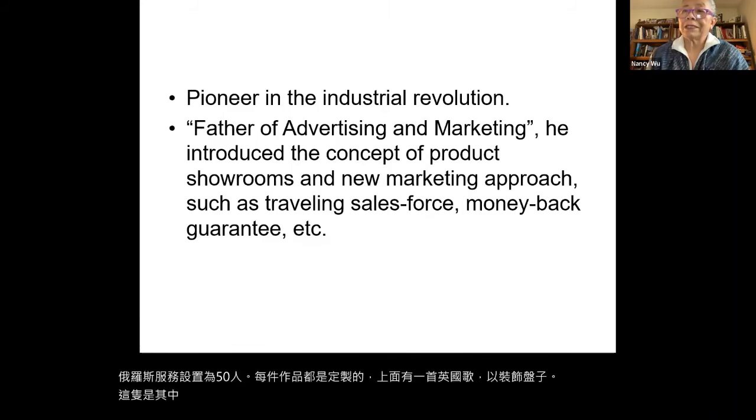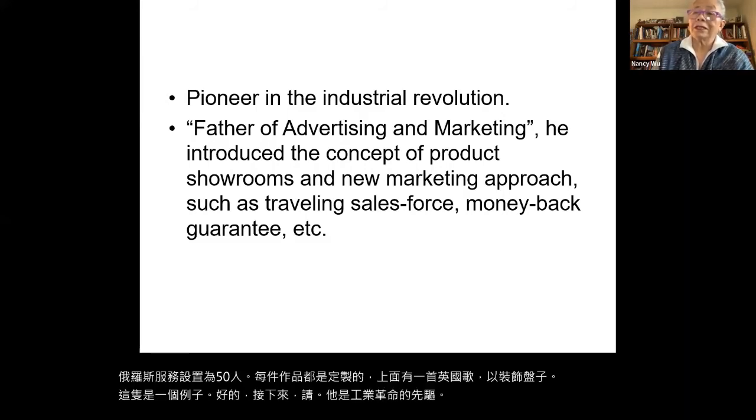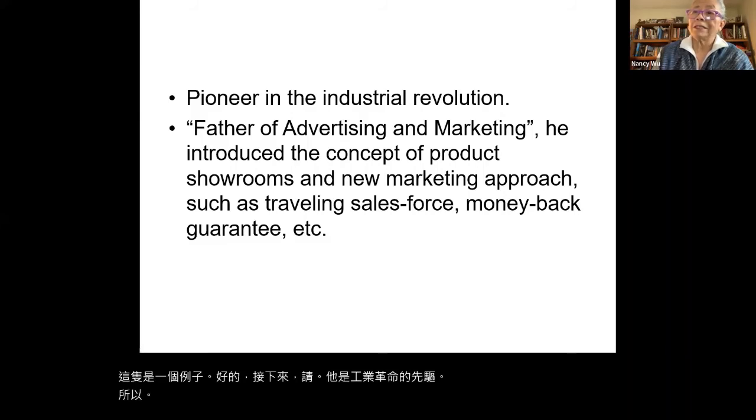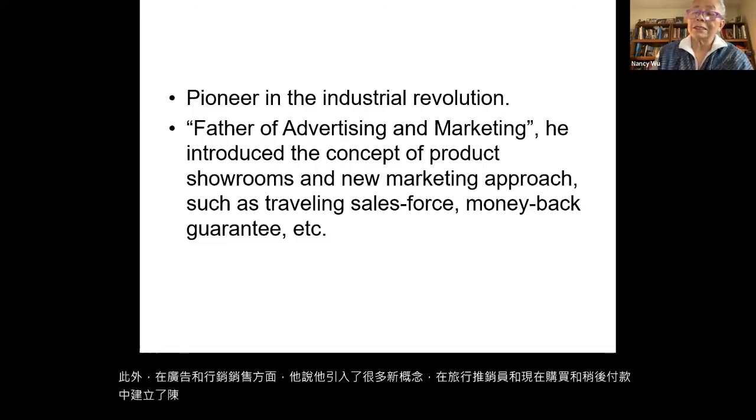Okay, next, please. He's the pioneer in the Industrial Revolution. In terms of advertising and marketing sales, he introduced a lot of new concepts, established a showroom and the traveling salesman, and the buy now and pay later, also money back guarantee. All this was his brainchild. Okay, next, please.